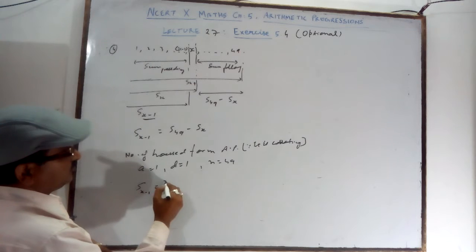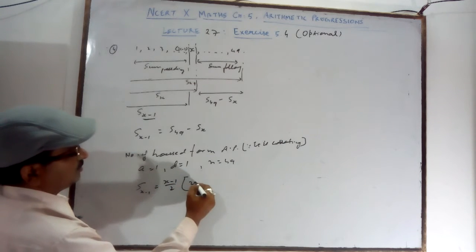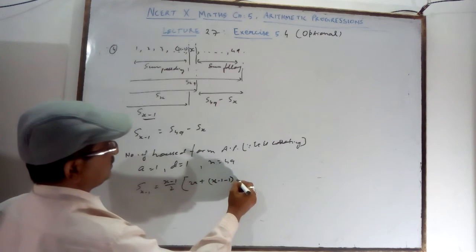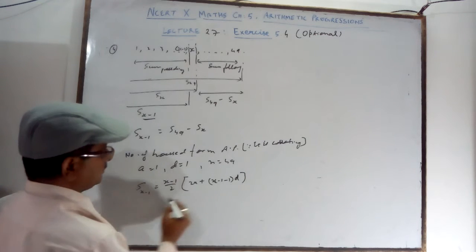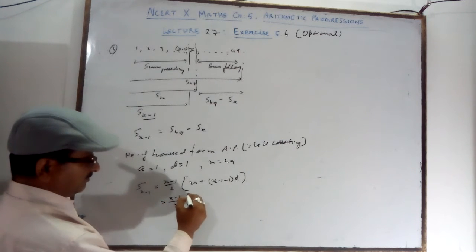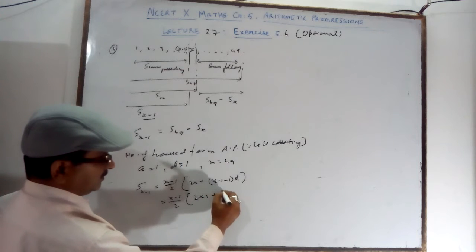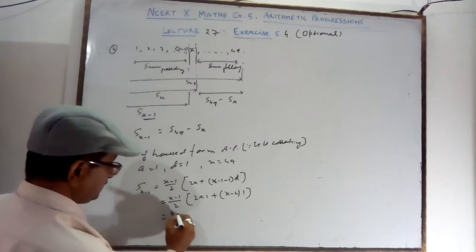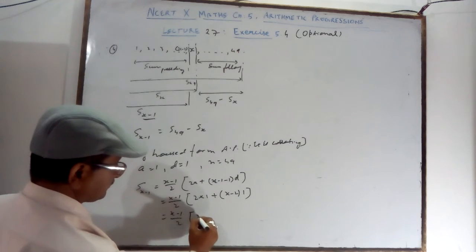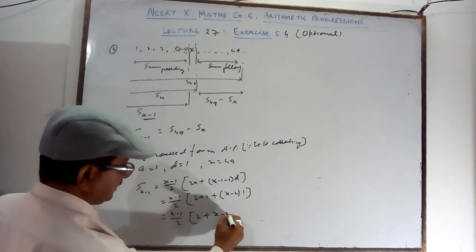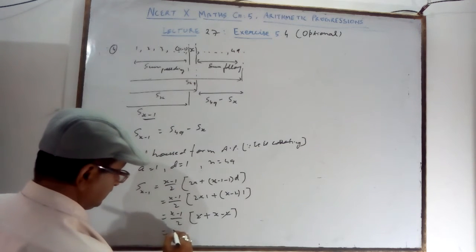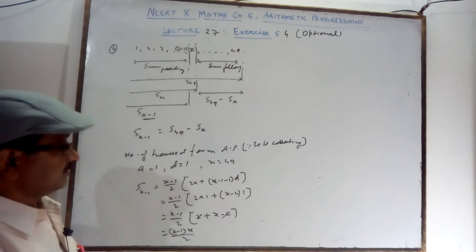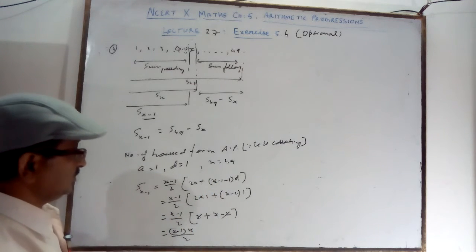Sx minus 1 is equal to (x minus 1) by 2 into (2a plus (n minus 1) into d), where n means x minus 1. You put the values: (x minus 1) by 2 into (2 into 1 plus (x minus 2) into 1). At the place of x minus 1, you write this. 2 plus x minus 2, the 2 cancels. You are getting (x minus 1) into x by 2. It is your Sx minus 1.